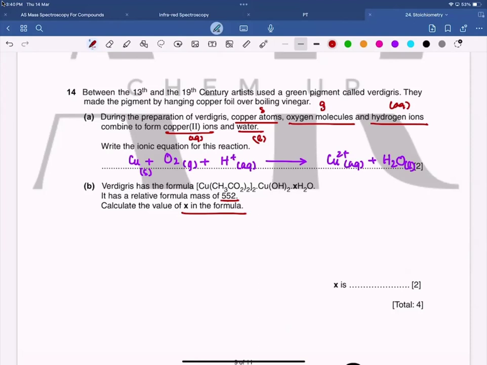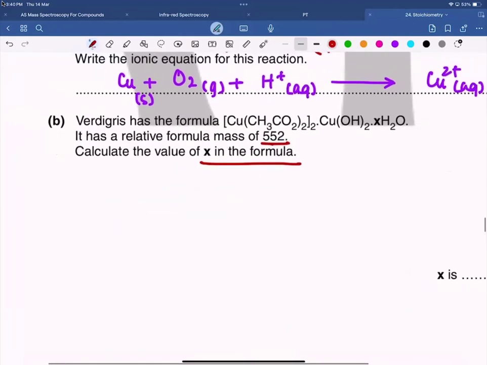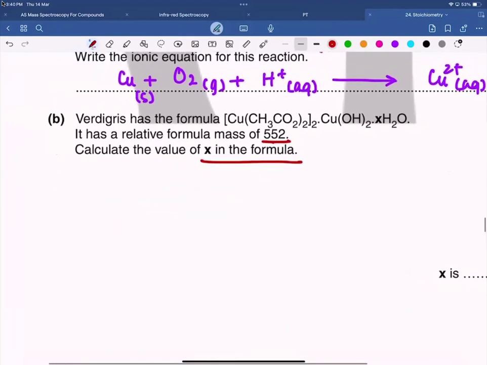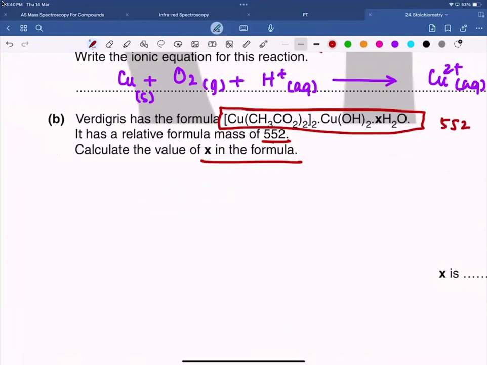Yes. Then empirical formula. They are just asking you to calculate the value of x. Yeah, very good. See, they have given you the formula mass is 552, which means the mass of the whole thing is 552, right? So you can calculate the mass of this portion and then subtract it from 552, you will get the mass of water.